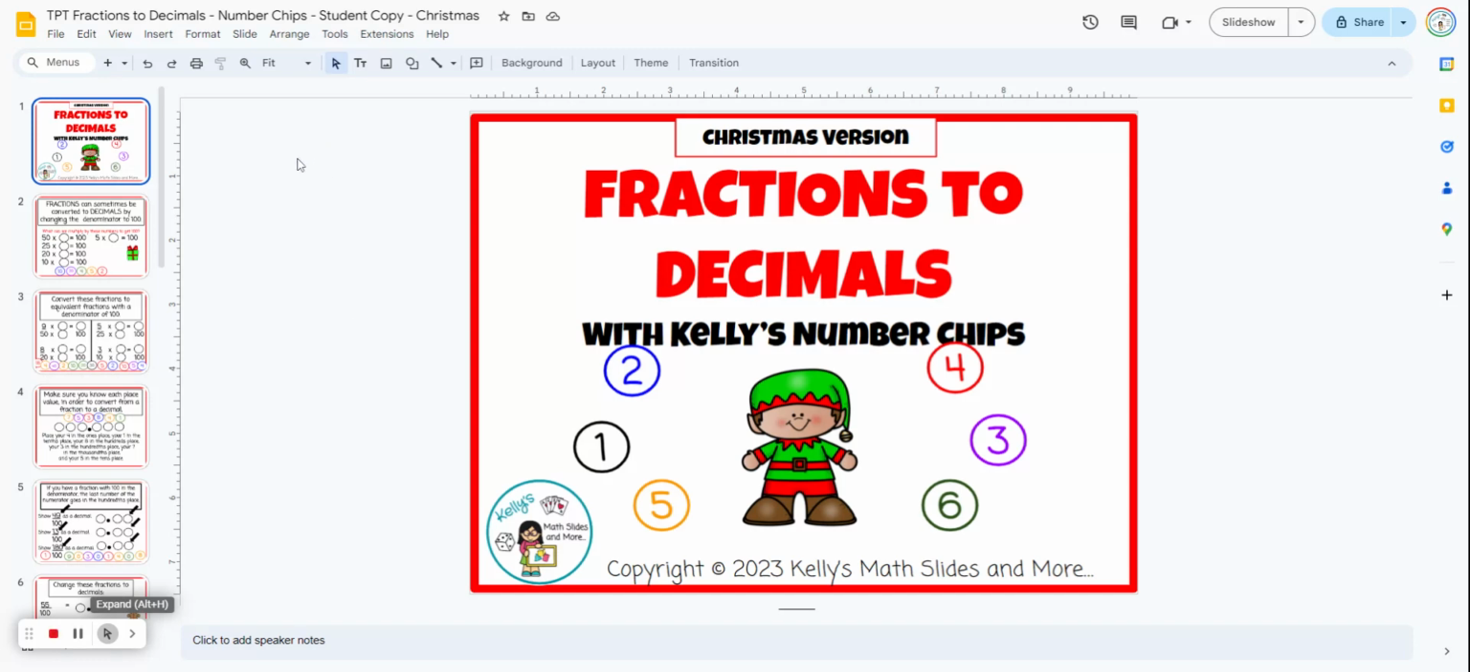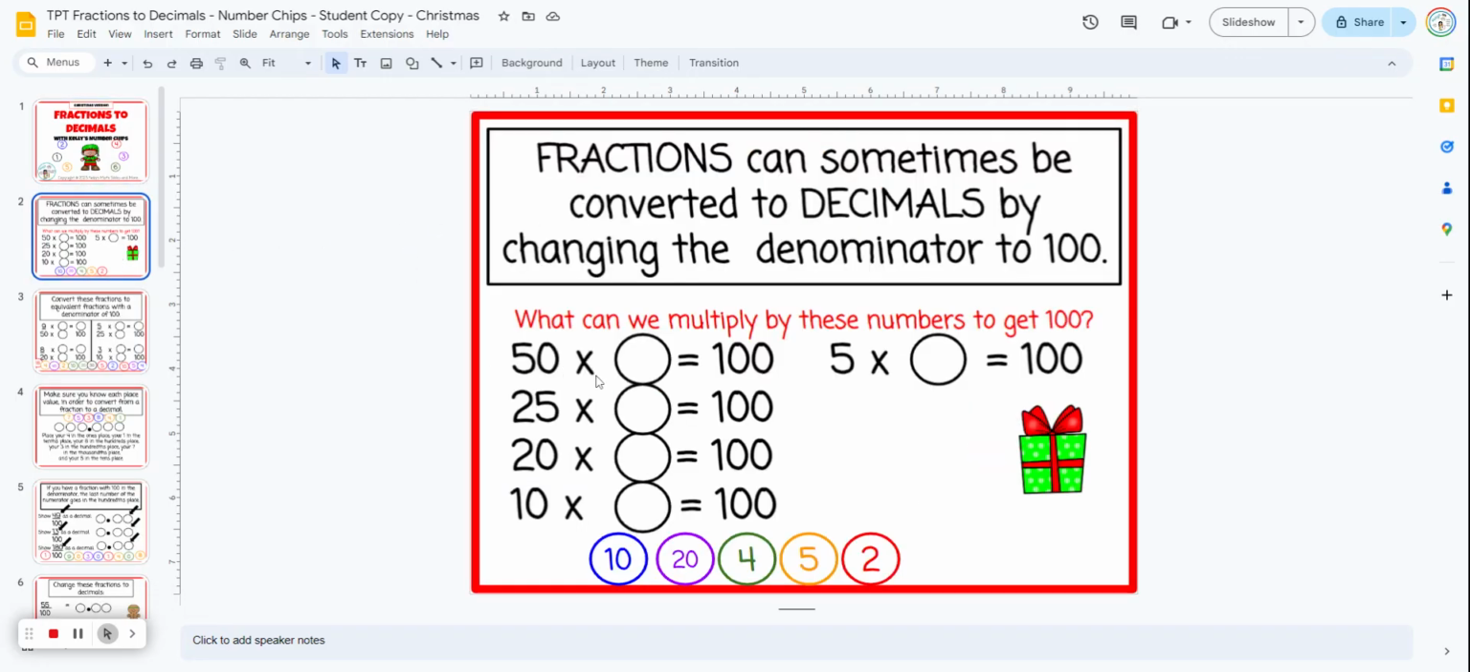Fractions to decimals using number chips. This is the Christmas version, and it's a digital lesson that teaches students the different methods for changing a fraction into a decimal. And it's a lot of fun with the number chips as students can move these numbers around their screen in order to solve these problems.